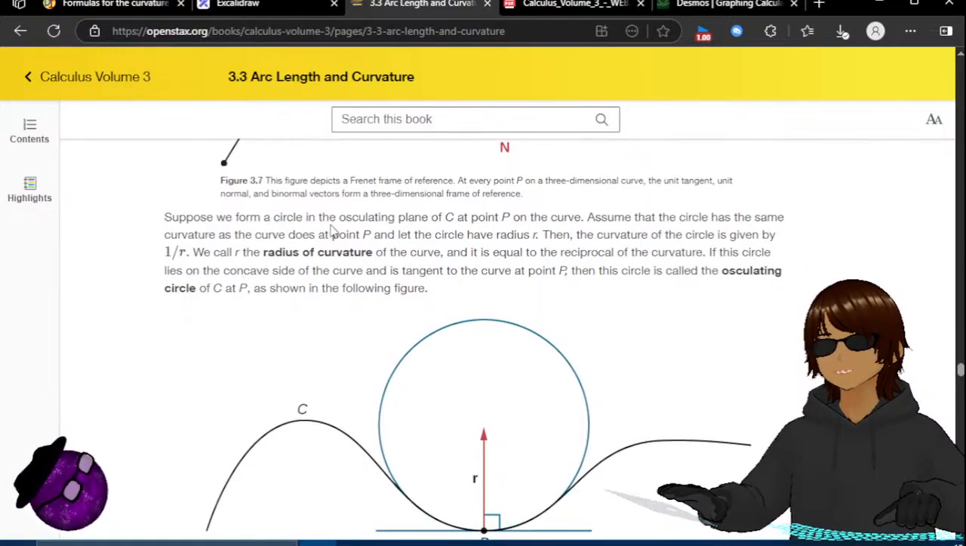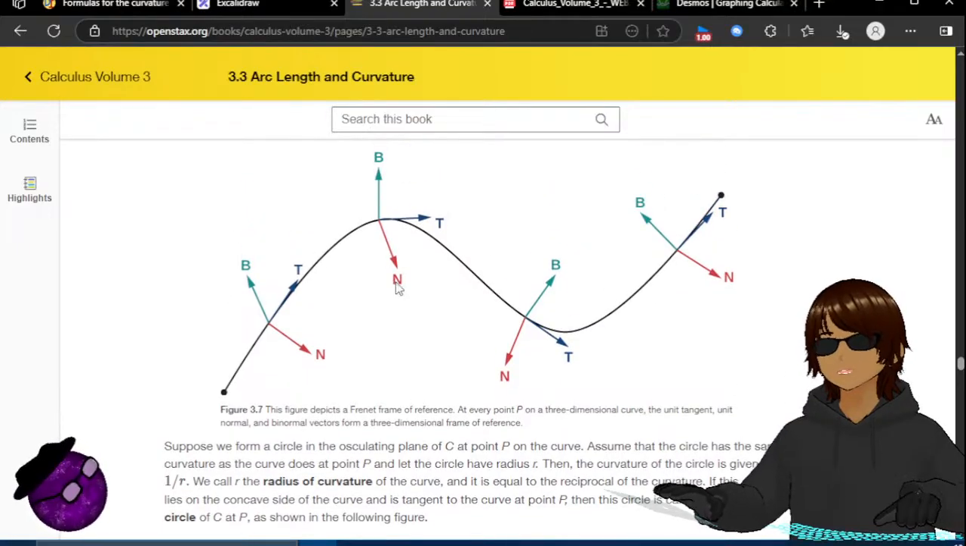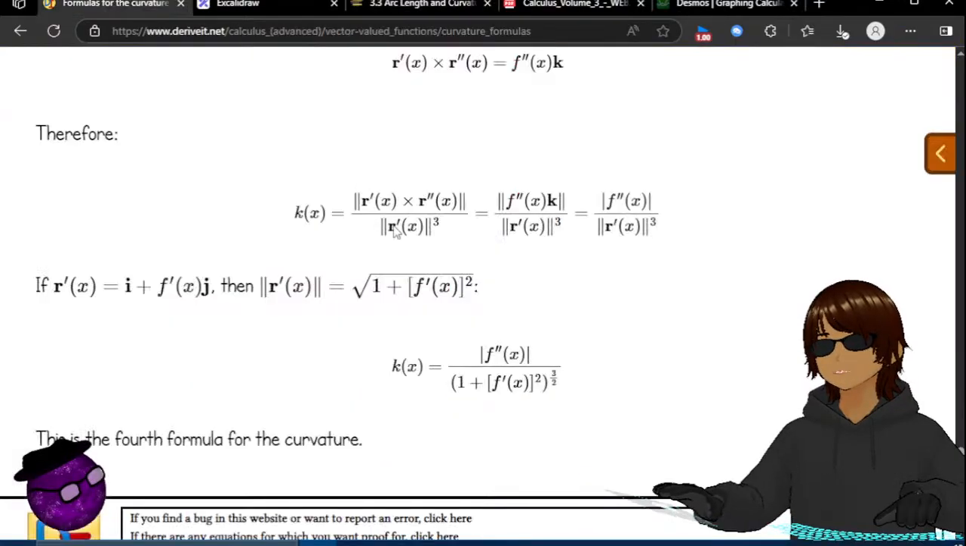Suppose we form a circle in the osculating plane of C. Okay, so like over here, the osculating plane is the plane of T and N. Assume that the circle has the same curvature as the curve does at point P, and let the circle have radius r. Then the curvature of the circle is given by 1 over r. We call this r the radius of the curvature.